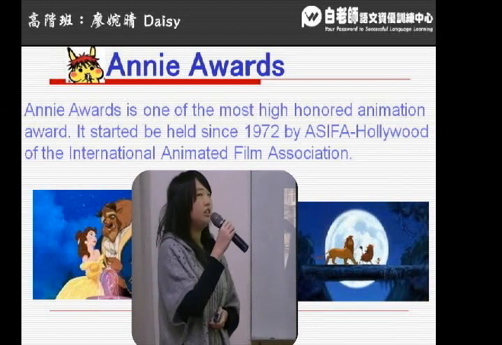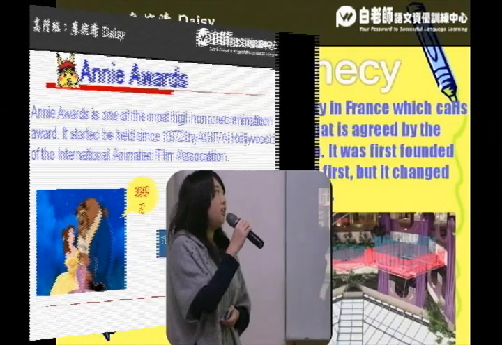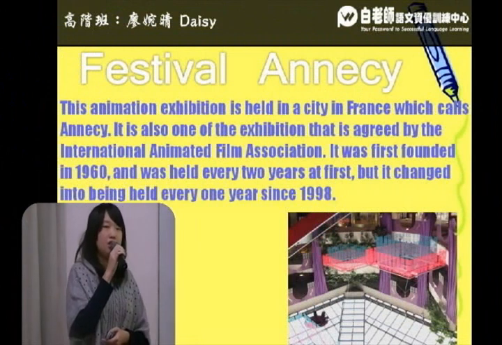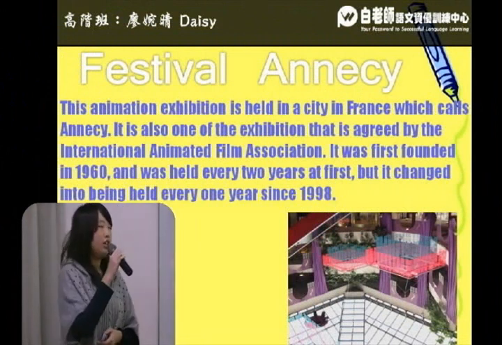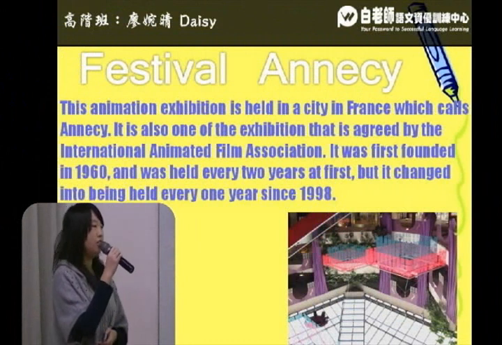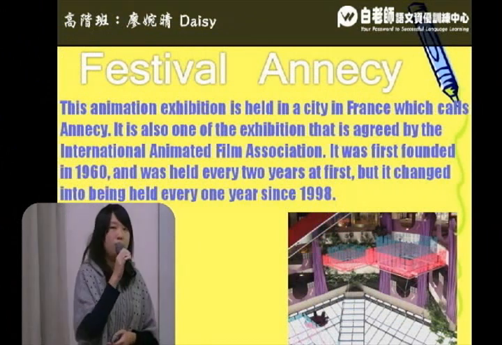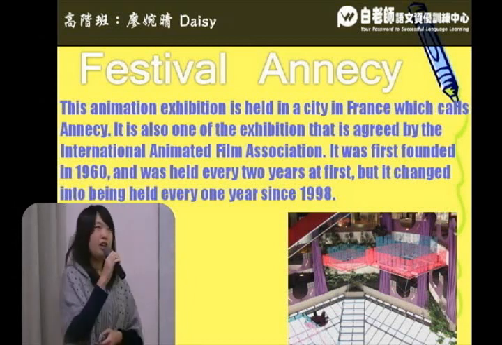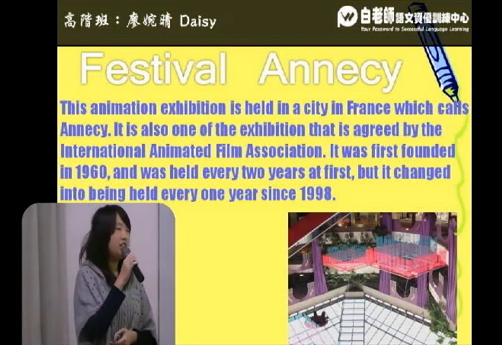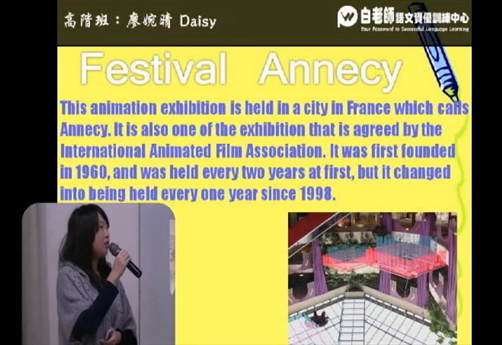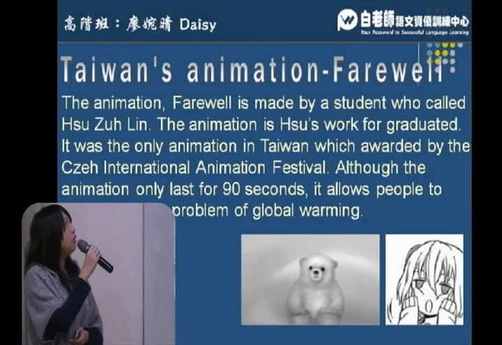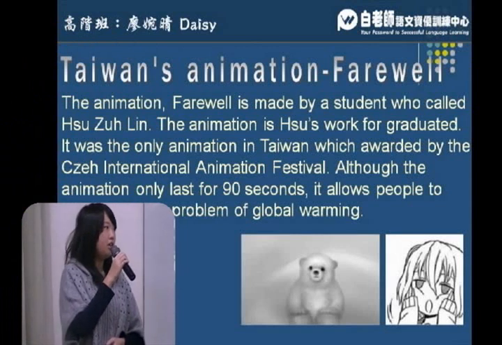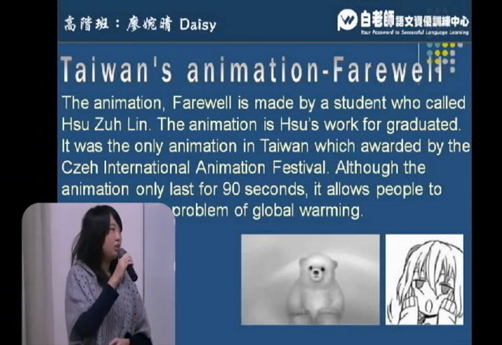And the second award is the Festival Annecy. The Festival Annecy is held in France, in the city called Annecy. It is also one of the world honored animation awards, held every year since 1998. And the last topic is Taiwan's Animation Farewell. It is honored by Taiwan Technological University.